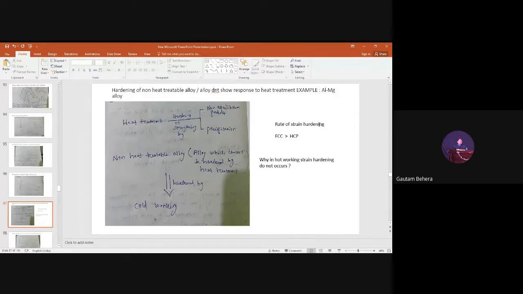And the point is the rate of strain hardening. You can see if we have FCC metals or FCC alloys, basically, they get more hardened. The rate of strain hardening is more in FCC metals as compared to that of HCP. Can anybody tell me why this is happening?